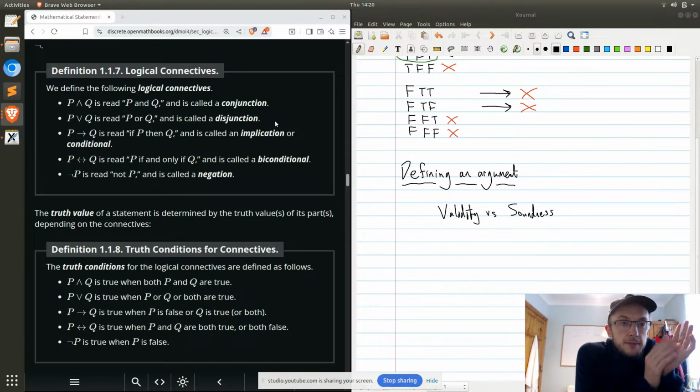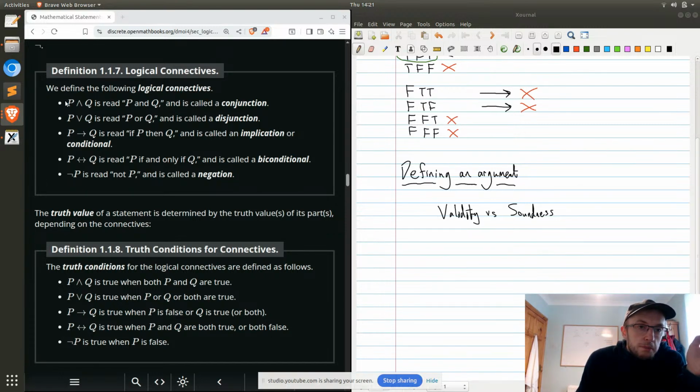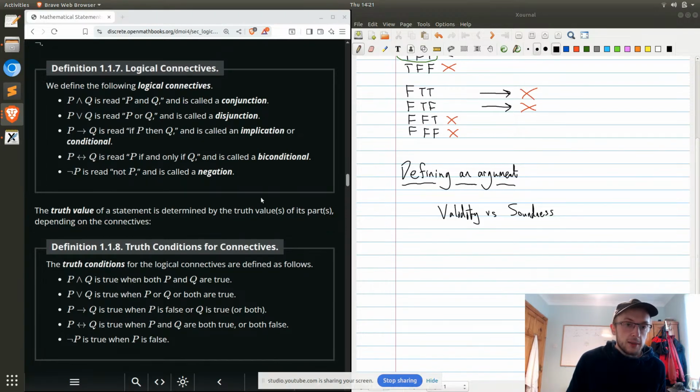So, new definition. We define the logical connectives. Read this as P and Q, and it's called conjunction. You read this as P or Q, and it's called disjunction. You read this as if P then Q. I've also heard P implies Q, and it's called implication or conditional. And you read this as P if and only if Q, which is called a biconditional. And this is read as not P, and it's called a negation.